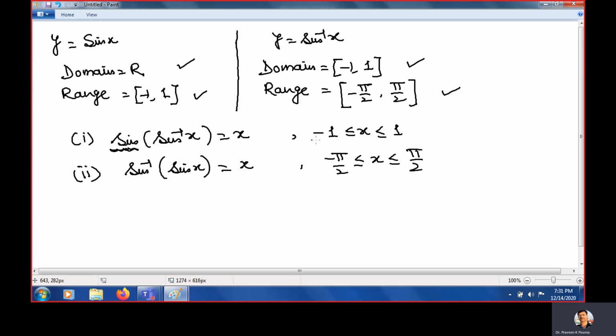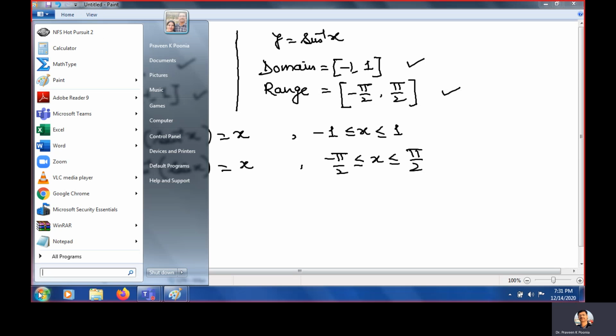then the number will be, means the range of sine inverse will come. What is the range of sine inverse? It is minus pi upon 2 to pi upon 2. So this will be the answer. Clear? So this is about sine x.